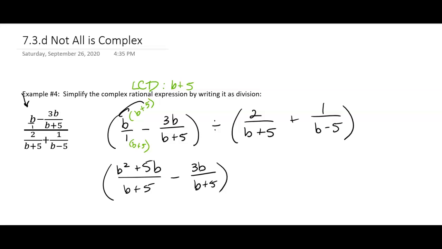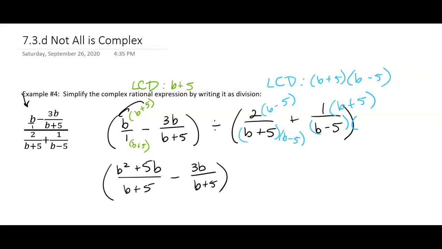In the second set of parentheses, what will the LCD be? Well, it's going to be b plus 5 times b minus 5. So here I'll have to multiply by b minus 5, b minus 5, and then here I'm going to have to multiply by b plus 5. Okay, so what do we get?